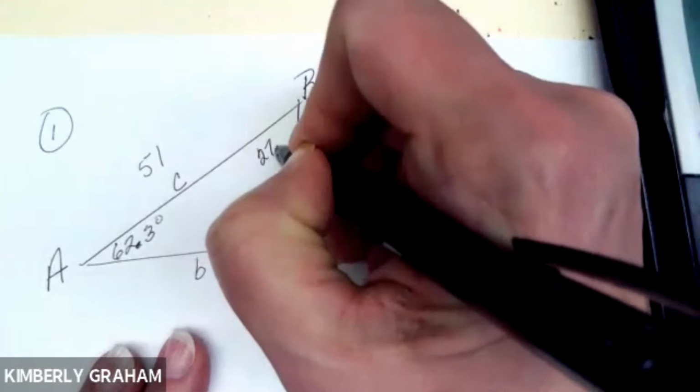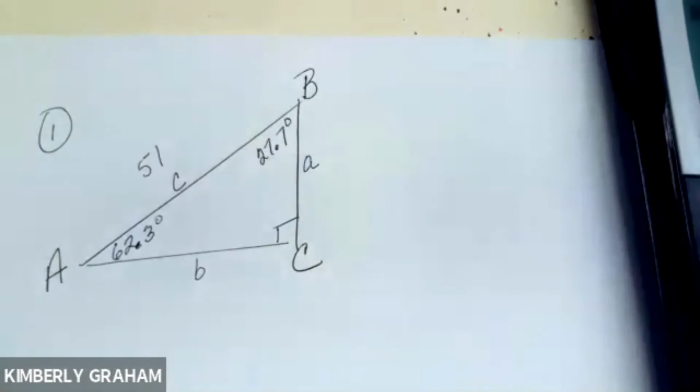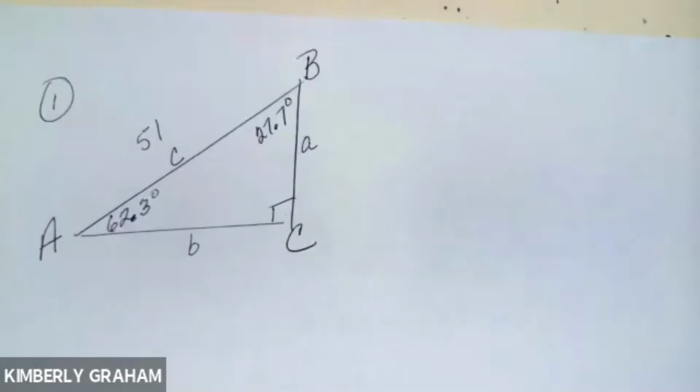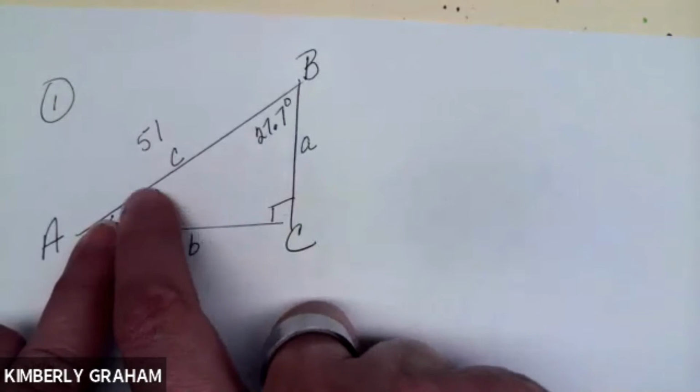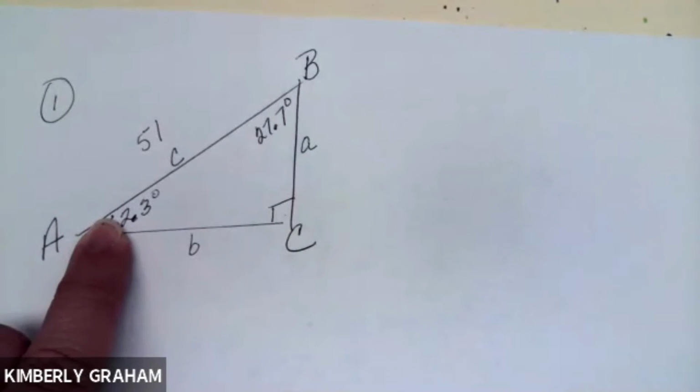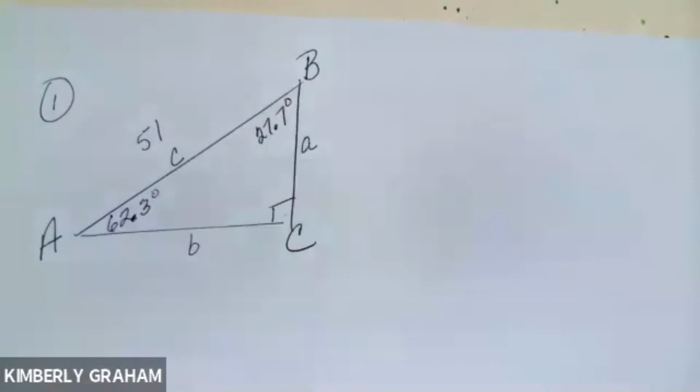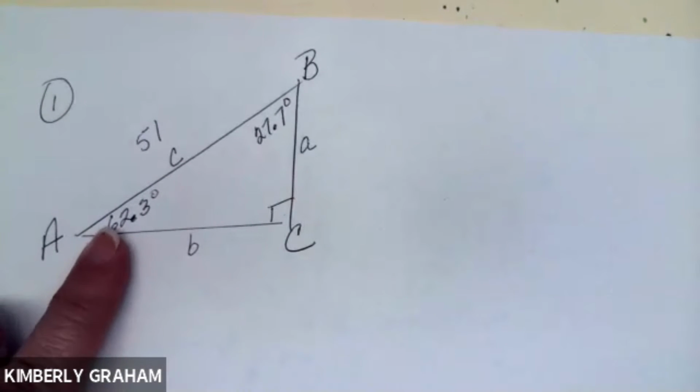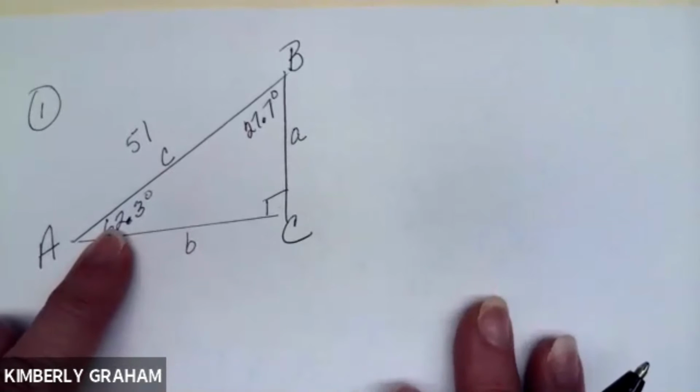So 27.7 degrees. So now I've got all of the angles, and I have one side length. I can use a trig function to help me figure out one of those other side lengths. And you've got lots of options here, right? You could take this angle and get a trig function from it, or this angle up here. I tend to use the one that's down here on the bottom.